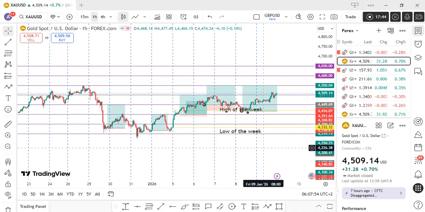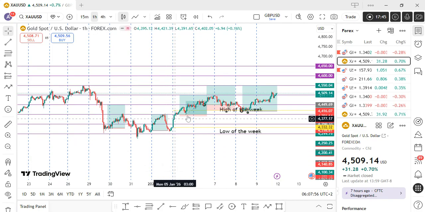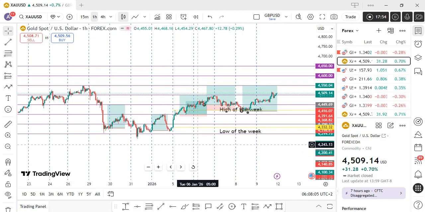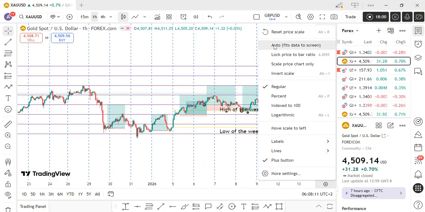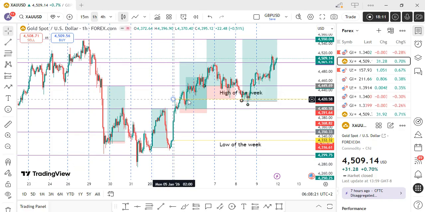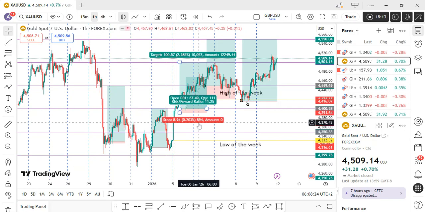And like you can clearly see, it was labeled high of the week. It was labeled low of the week. I usually mark out my high and low of the week every Monday. And when I mark this out, what does it tell me? This marking of the high and low of the week every Monday gives me the directional bias for the week. If you can imagine now, I marked out this level as low of the week and this level as high of the week. From the day I marked it out, what did we see?